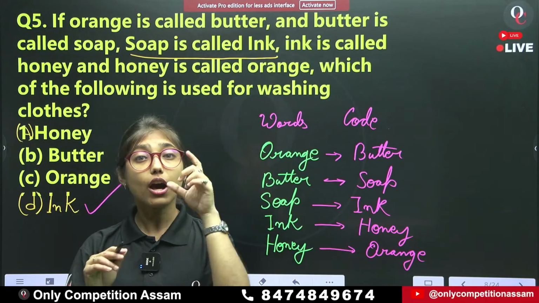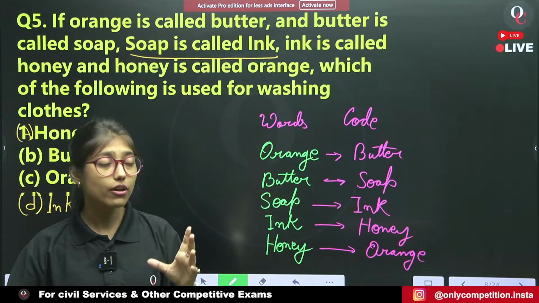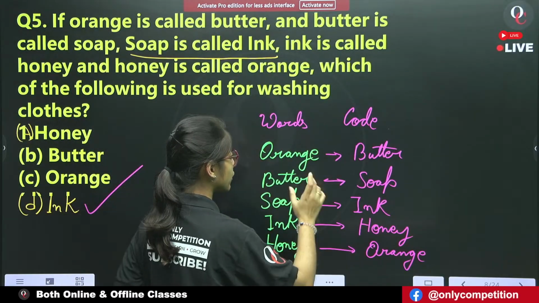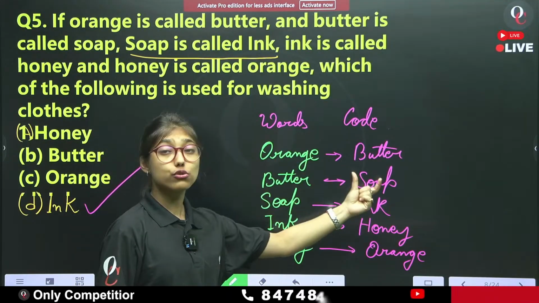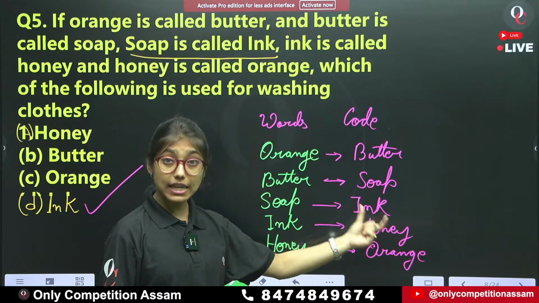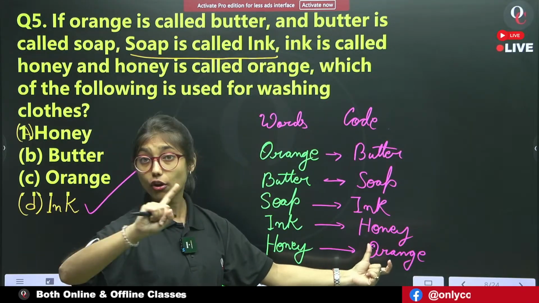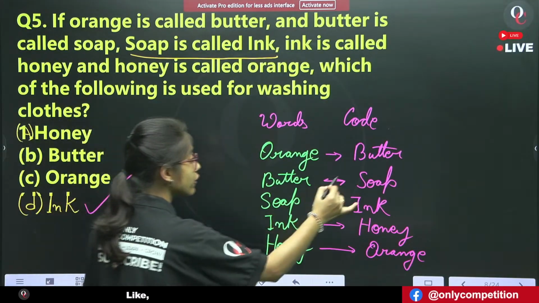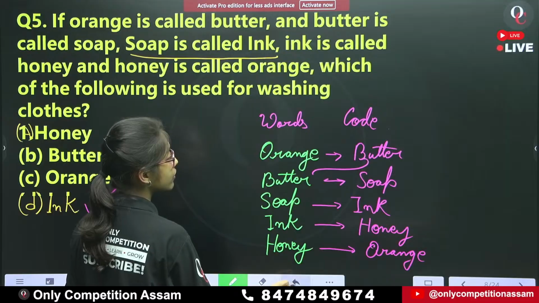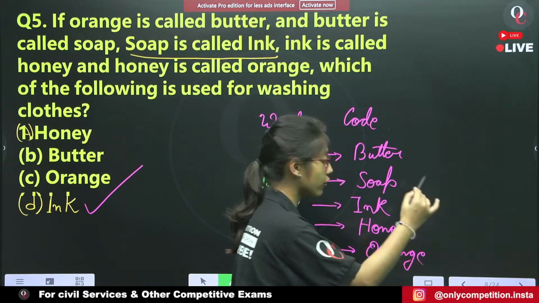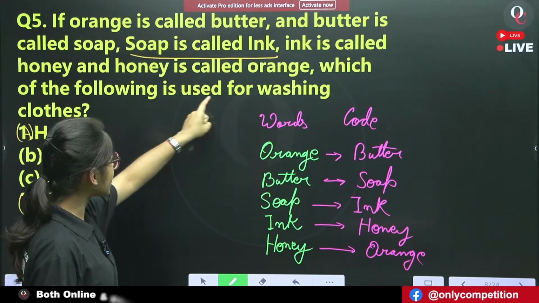Is not the same. A word is being coded, okay, and then it cannot be coded further. That means orange is coded as butter. This butter and this butter is not the same, okay. Butter word is coded as soap. Soap is a word which is coded as ink. All these words which are in the code column are only a code, not a word, okay. Therefore, we cannot just join each and everything like this. We cannot do this, okay. That will be wrong.